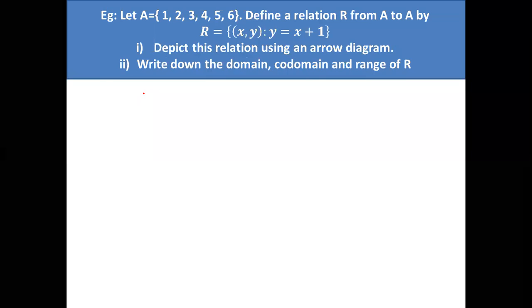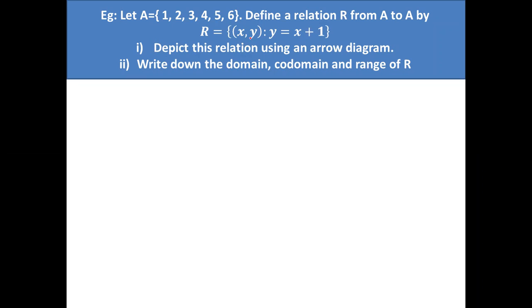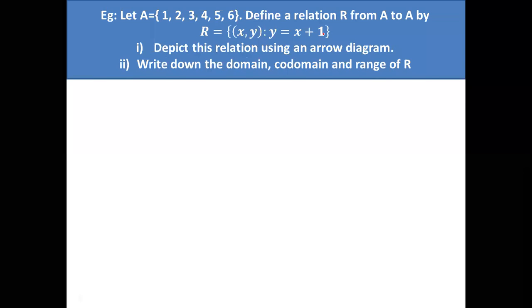Okay, so what they have told here, also the relation is from A to A only. That is fine. We'll see. Let A be, okay, this was the previous question which I had given. Anyhow, we'll see once again. A is 1, 2, 3, 4, 5, 6. Define a relation R from A to A, where R is the set of all x comma y such that y is equal to x plus 1.